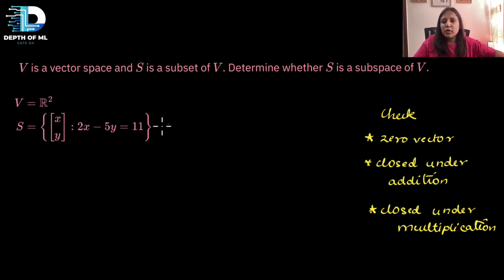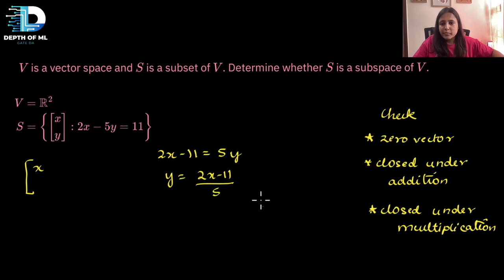Before we start with the 0 vector, let's understand the form of these vectors. These vectors are of the form (x, y), where 2x minus 5y is equal to 11. If I have to write this vector completely in terms of x, how will I write it? I'll write this as x, and using this equation I can write that 2x minus 11 is equal to 5y, and y is equal to (2x minus 11) by 5. Okay, so here let me put this in this form.